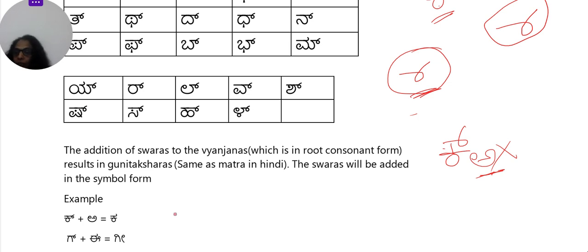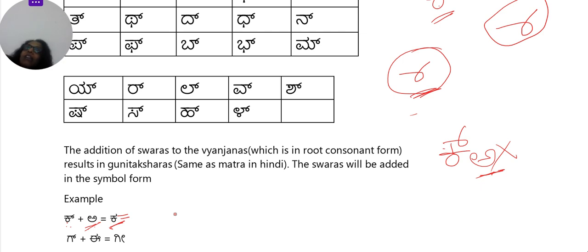It will be added in the symbol form. So for example, here you can see K plus A. Okay, A is the first swara. So K plus A will give you Ka. This is what we have already learned as consonants. So the normal consonants by default already have the addition of the swara A in them. Okay, so by default A sound is already added to them and it is actually a Gunitakshara.